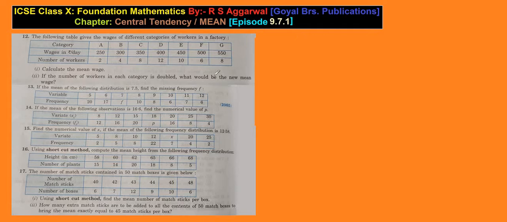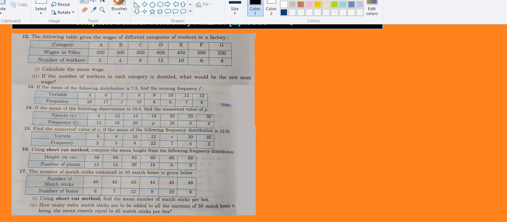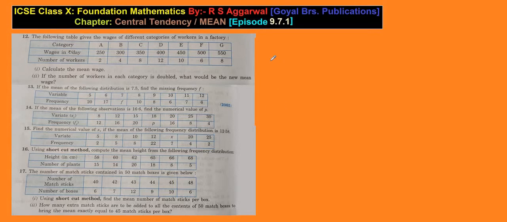So total number of match boxes is how much? 50. In them, they contain matchsticks and we have to find out the mean by using the shortcut method. So our answer begins from here. Let us start from our answer.